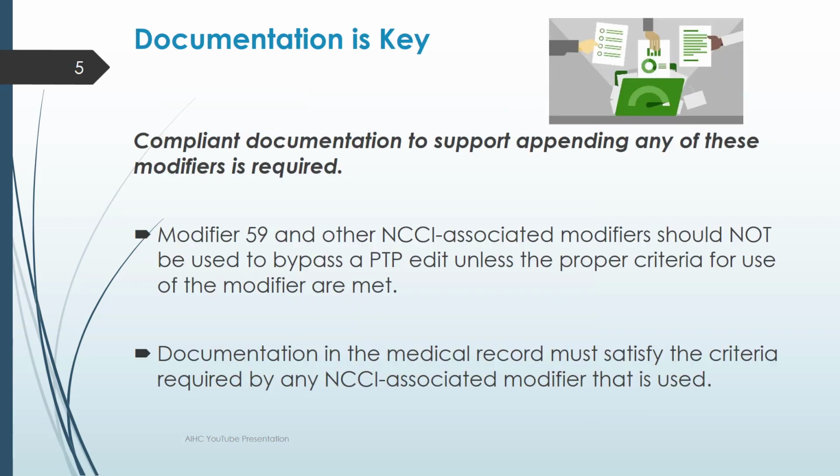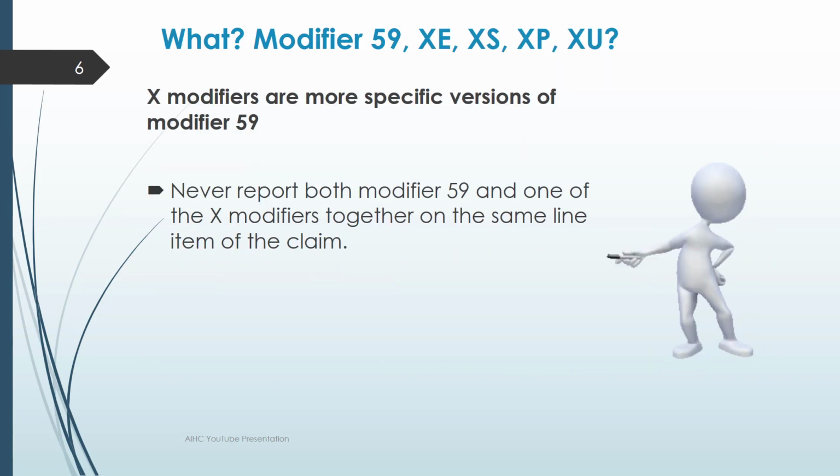Documentation in the medical record must satisfy the criteria reviewed and required by any NCCI-associated modifier that is used. It's important for coders to carefully review the patient's medical record, and that's to ensure documentation supports reporting any of the modifiers used to unbundle payment.